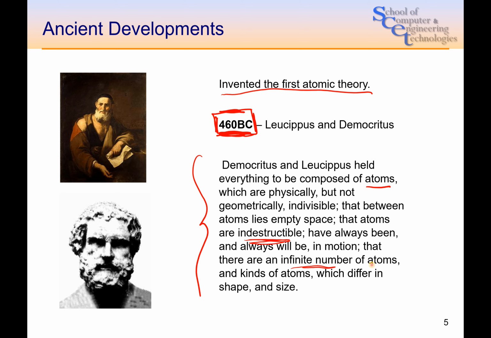There are an infinite number of atoms. They messed up. Well, actually, I guess there could be an infinite number of atoms. We don't know. We know like 130 or 140, something like that, but maybe we don't know them all. And kinds of atoms, which differ in size and shape. They do differ in size and shape.